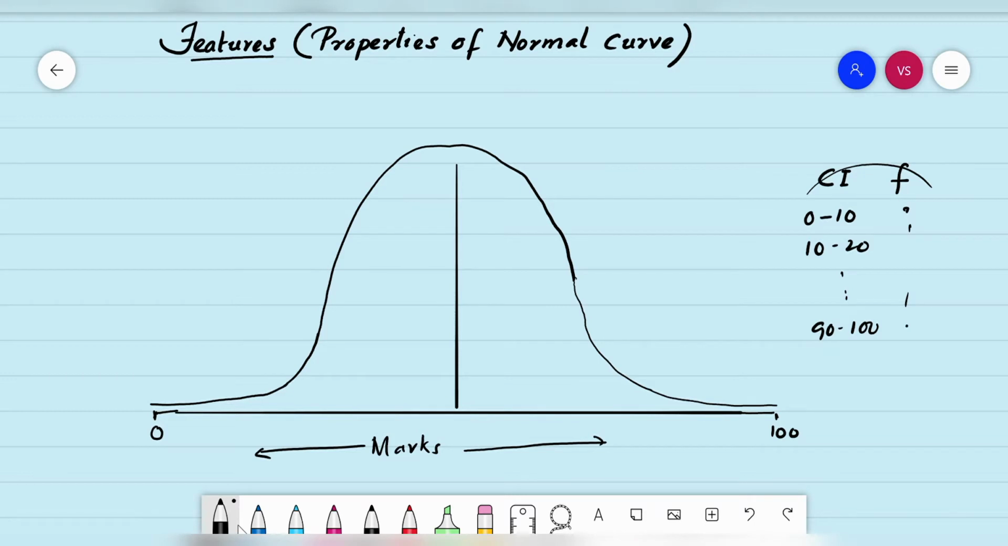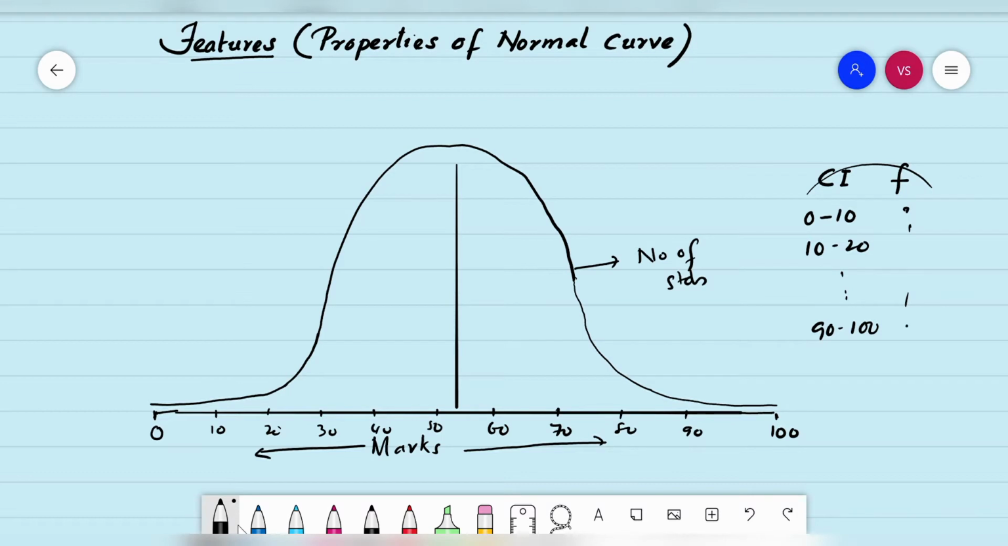If you take it as centimeters, 1 centimeter each: 10, 20, 30, 40, then we have 50, 60, 70, 80, 90, like this. Just imagine this is the scale that I have taken. These are the scores, and what this curve represents is the number of students.